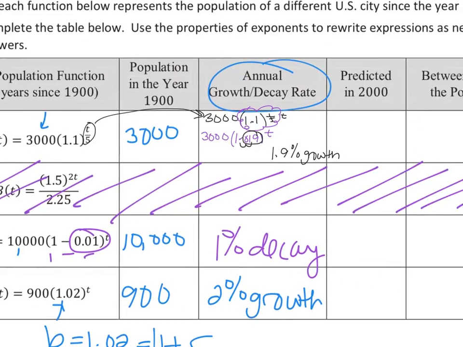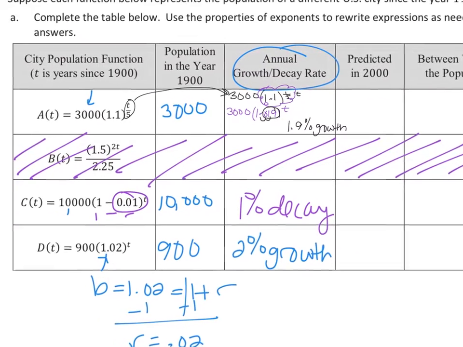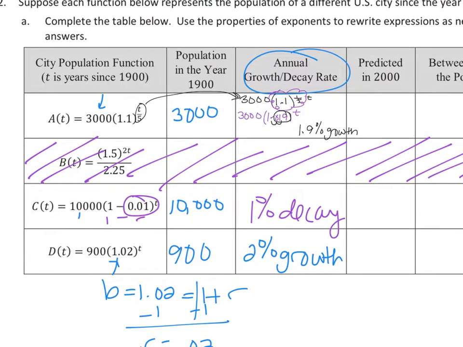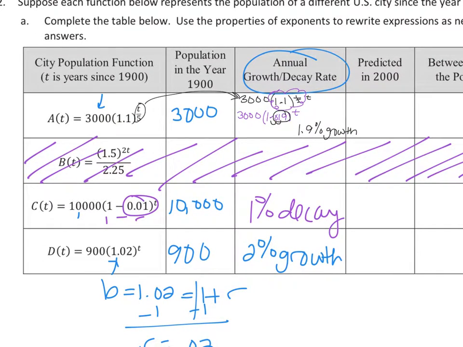Okay, now the last section says find the population predicted in 2000. Well, 2000 is 100 years after 1900. So what I want you guys to do right now is just take A, C, and D, plug in 100 into t, and find the population in 2000. So pause the video, take a second to do that for me.